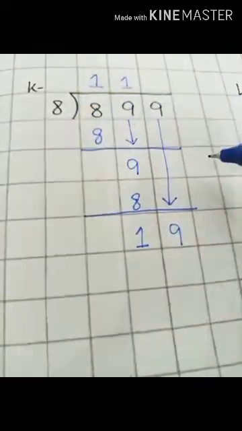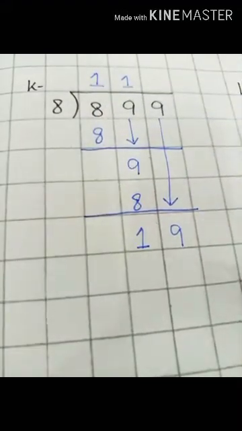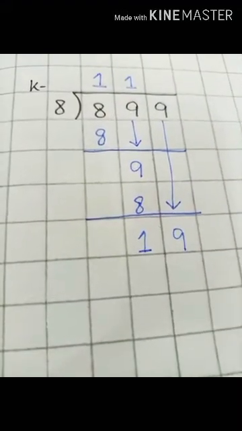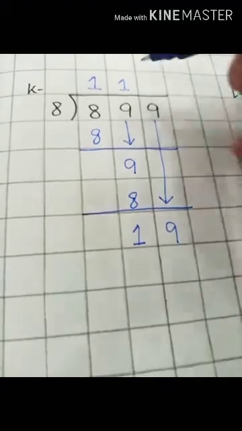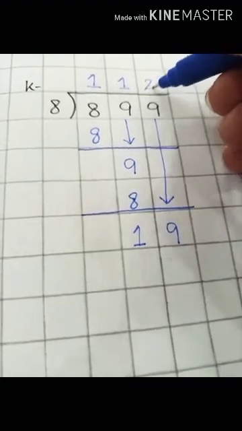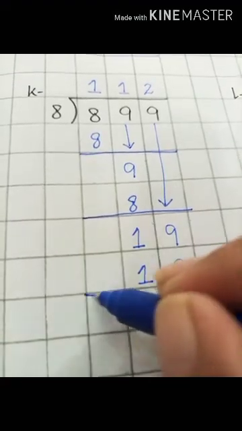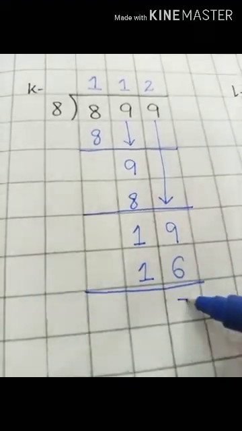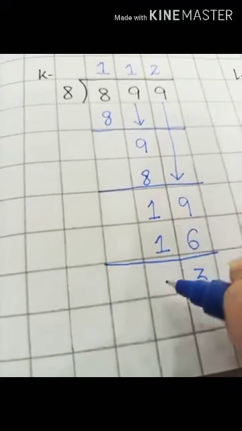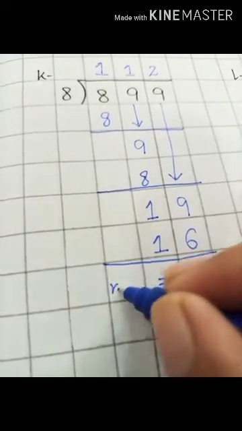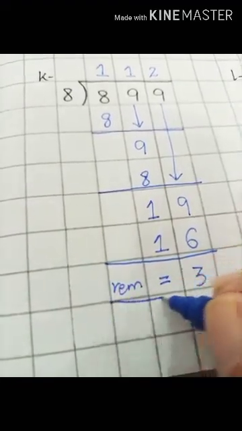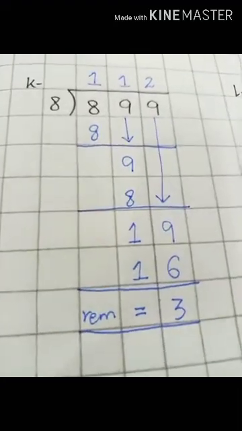Read the table of 8 to get the 19. 8 1s are 8, 8 2s are 16, 8 3s are 24. Can't write the 24, I will have to write 8 2s are 16 here. So students, next step is subtraction again. 9 minus 6 is 3, while 1 minus 1 is 0. So this 3 will be my remainder, and my quotient is 112.